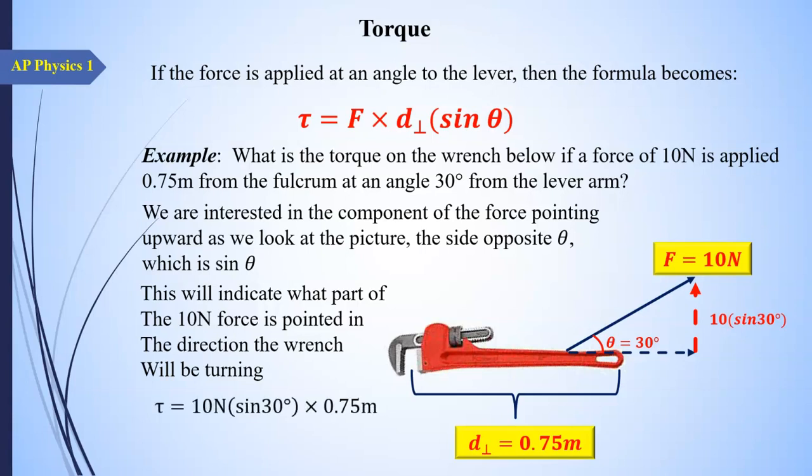So it's tau equals 10 newtons times sine of 30 times 0.75 meters. And you notice that the sine is in a different place than in the formula above. It doesn't matter. It's a multiplication, so it all comes out the same. And tau equals 3.75 newton meters. That's the amount of torque that you actually are putting on that wrench, 3.75 newton meters.